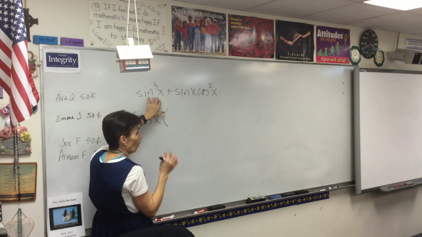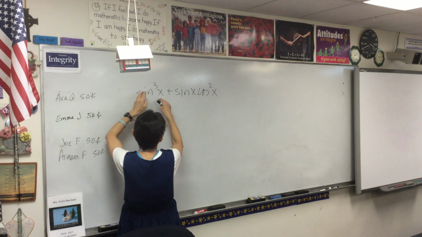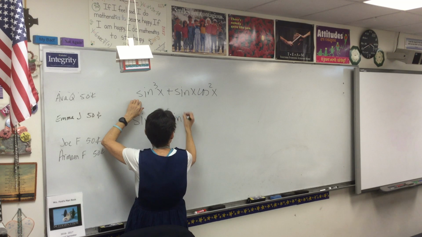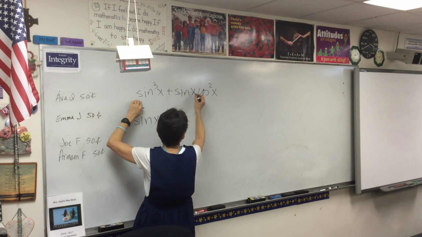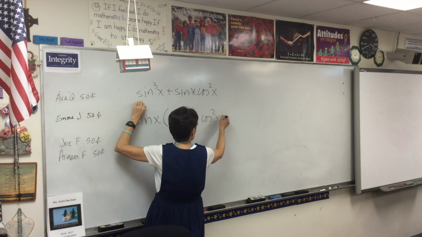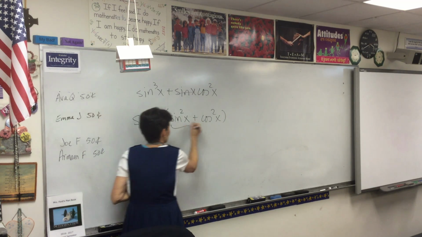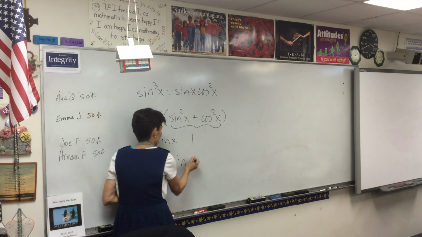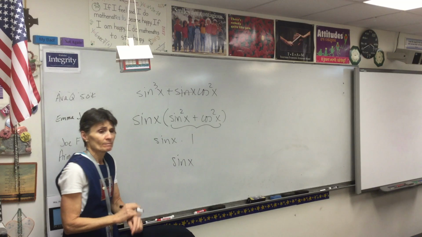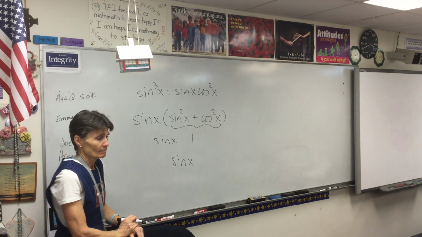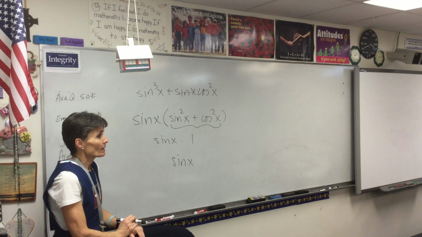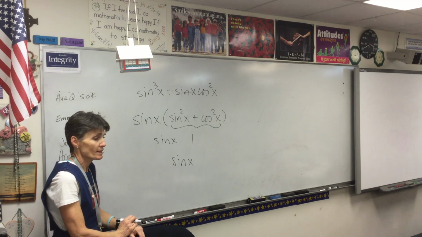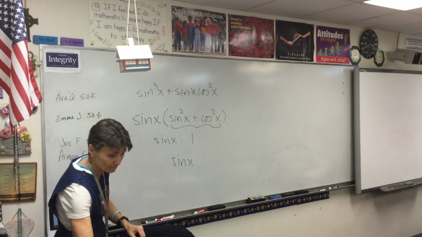So if I took out one sine, what would I have left here? I'd have sine squared. And if I took this out, I'd have cosine squared. What's that? 1. So what's the answer to the question? Sine x. You have to put the x, or you take off points. And some of you discovered that.